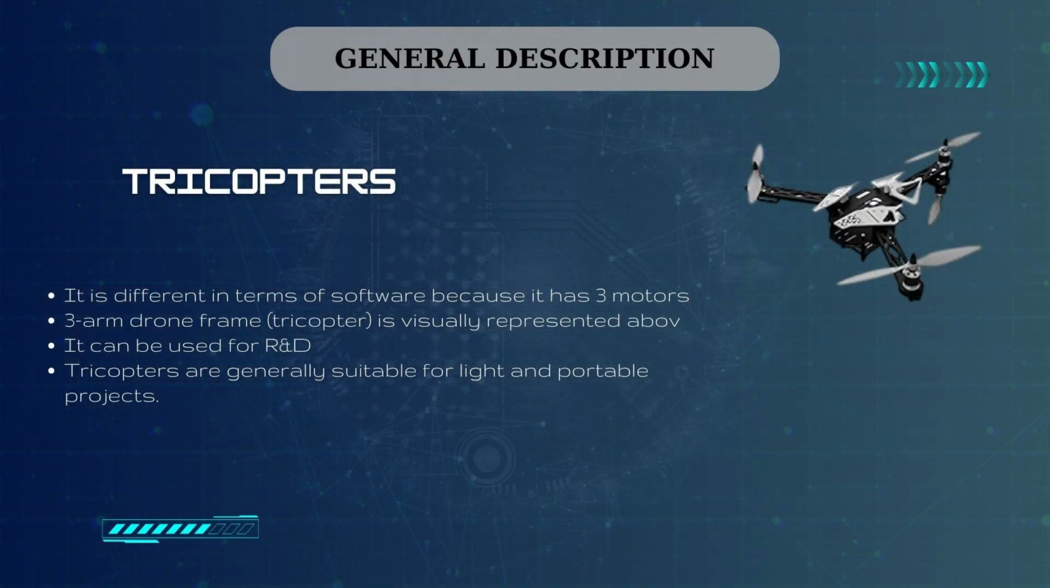Tricopters are generally known as 3-arm and 3-motor drones. They can be easily transported thanks to their light structure. They have software differences because they have 3 motors.